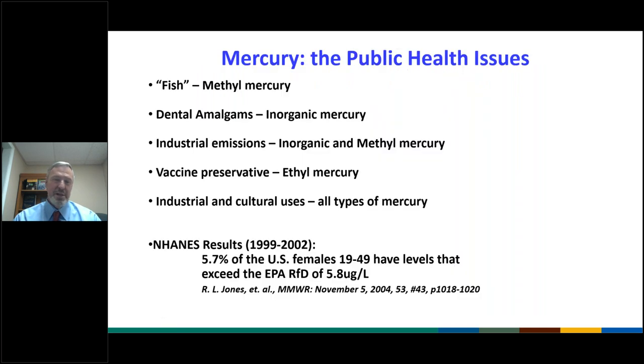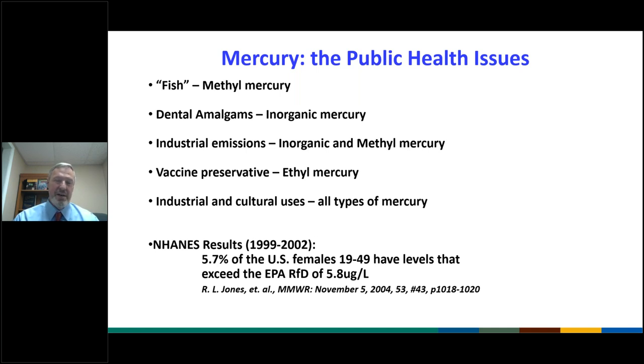Mercury is another biggie. You've got all forms of mercury essentially toxic. So you've got fish mercury, which is methyl mercury, dental amalgams, industrial emissions, and vaccine preservatives, which have essentially been eliminated, at least in this country, along with industrial uses. And we found out in the early parts of NHANES that 5.7% of U.S. females of childbearing age had levels that exceeded the EPA reference dose of 5.8.